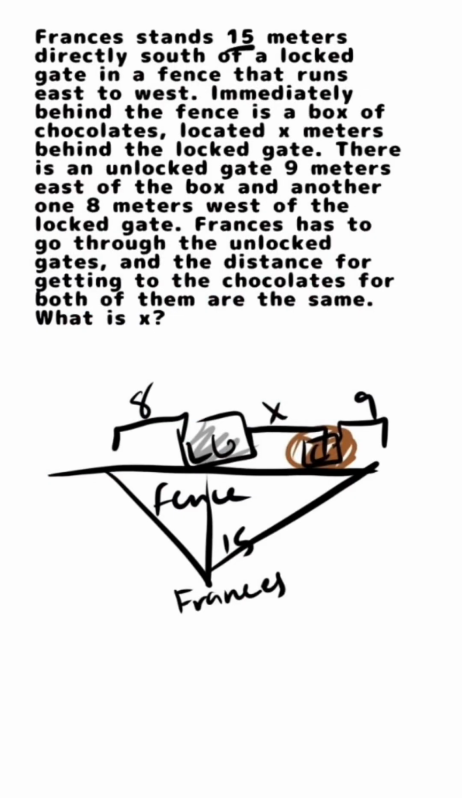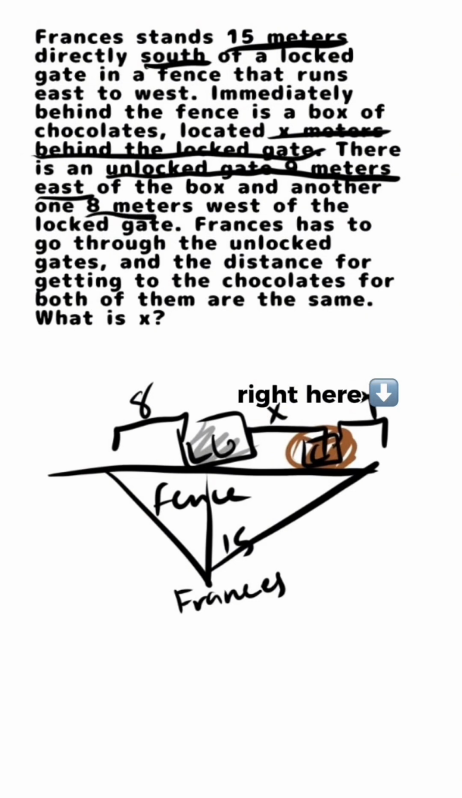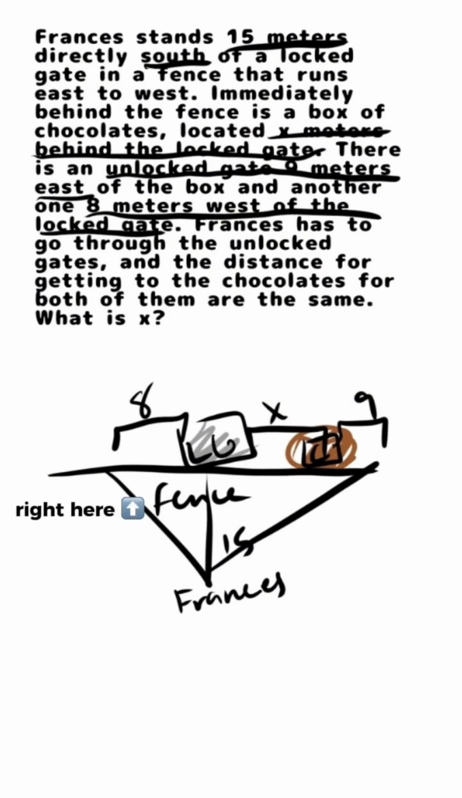Problem 7. Francis stands 15 meters directly south of a locked gate in a fence that runs east to west. Immediately behind the fence is a box of chocolates located x meters behind the locked gate. There is an unlocked gate 9 meters east of the box and another one 8 meters west of the locked gate. Francis has to go through an unlocked gate, and the distance for getting to the box of chocolates through both gates is the same. What is x?